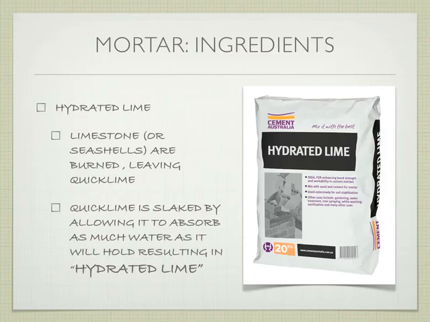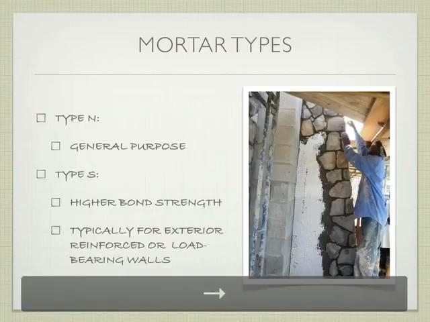After that, you go through a process where it's allowed to absorb as much water as it can hold, which is kind of this weird thing. It's called slaking, and that results in what's called hydrated lime. So it doesn't mean that it's like wet slush. It just means that the powder that's very, very dry to begin with is allowed to absorb water, and so that's where we get hydrated lime.